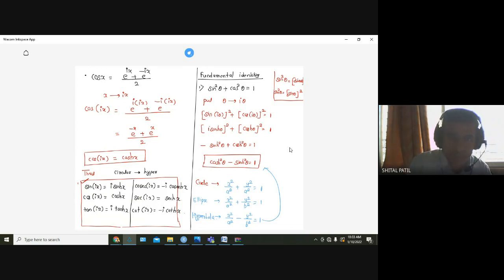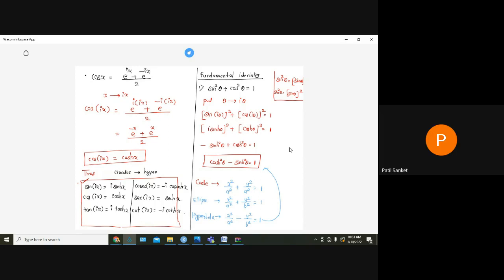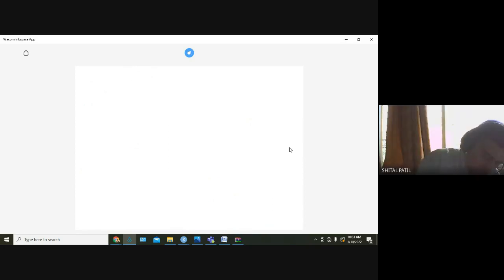Okay, so I'll change the page. Can I change the page now? Yes. Okay, let me continue. So the next identity: we have 1 plus tan square theta, that is equal to sec square theta. So now we have to replace theta by i theta. So it is 1 plus tan i theta whole square equal to sec i theta whole square.